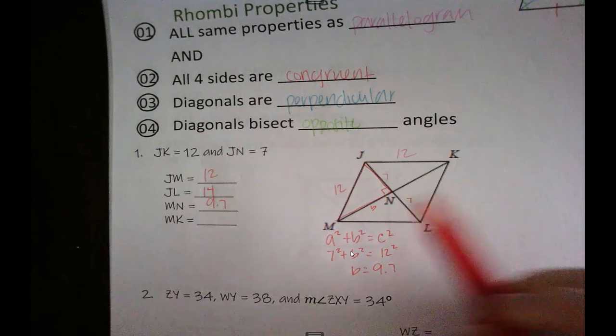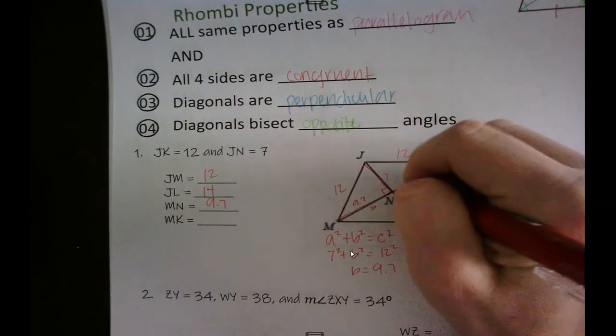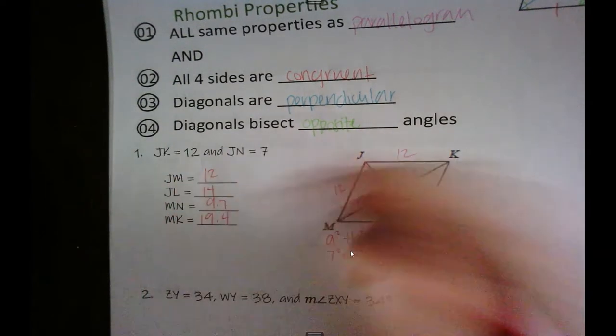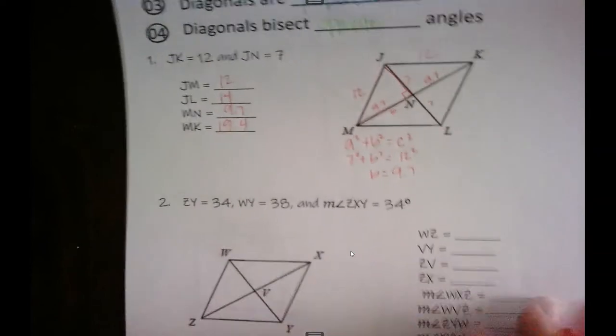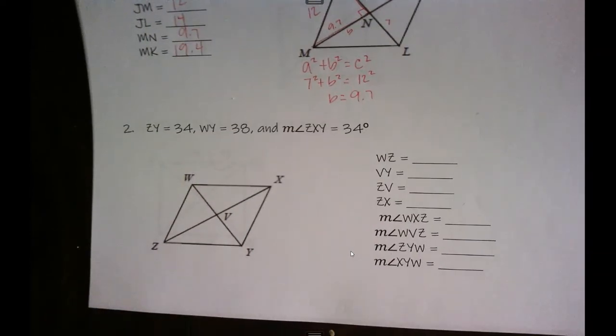Okay. So what's the total here? If this is 9.7, this would be 9.7. So I add those together, and that's 19.4. Sometimes we're going to be creating right triangles, and that's why we do that. And we remember our a squared plus b squared equals c squared.